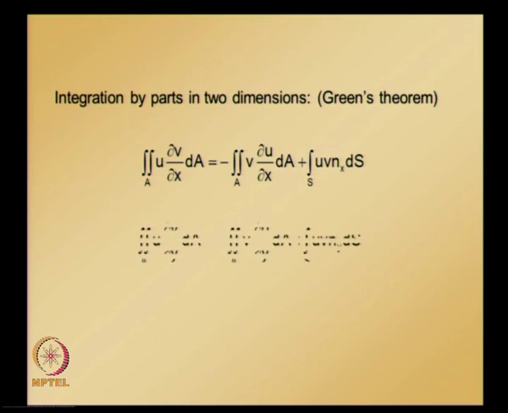And similarly, we can write the second equation also, which is u times partial derivative of v with respect to y integrated over A is equal to minus v times partial derivative of u with respect to y integrated over A plus u times v times y component of unit outer normal integrated over surface. So, using these two formulas or two identities, the first two terms of the previous equation can be further simplified.